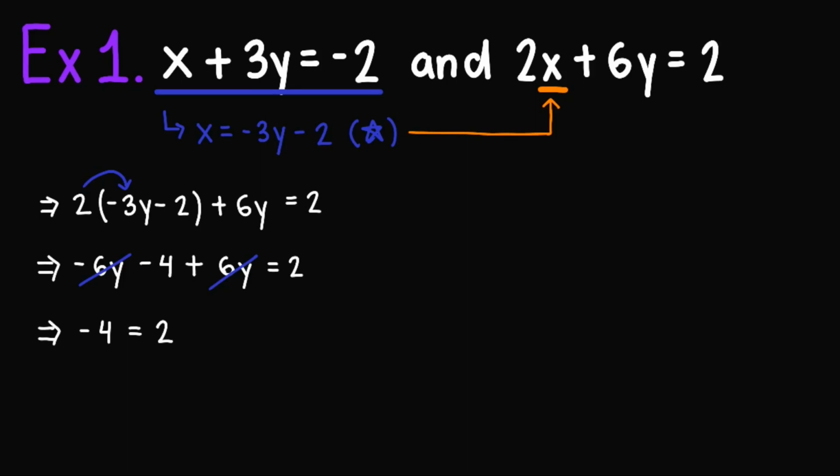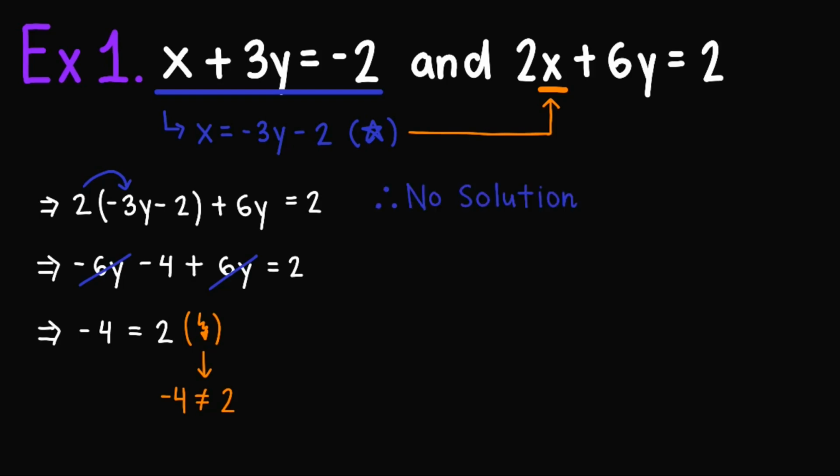So from here, what can we observe? Well, we know that negative 4 equals 2 is not true. So we have a contradiction since negative 4 is not equal to 2. What this means is that whatever values of x and y we get, we'll still end up with this one, which means that we'll still have an invalid outcome regardless of any x and y we get. This means that the answer for this linear system is no solution.